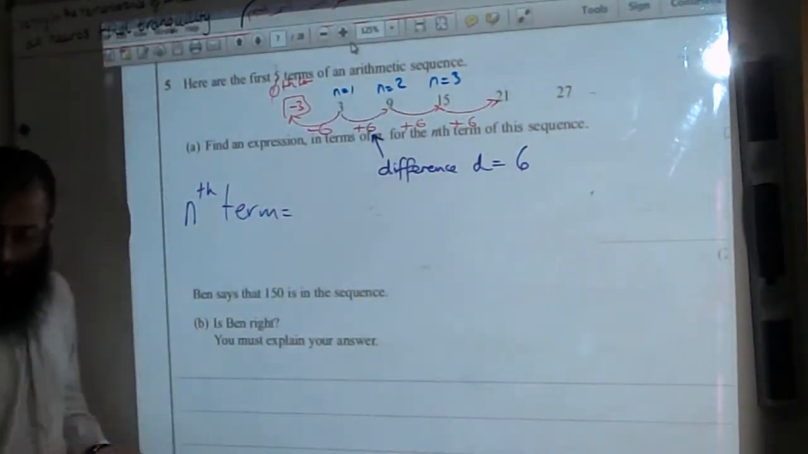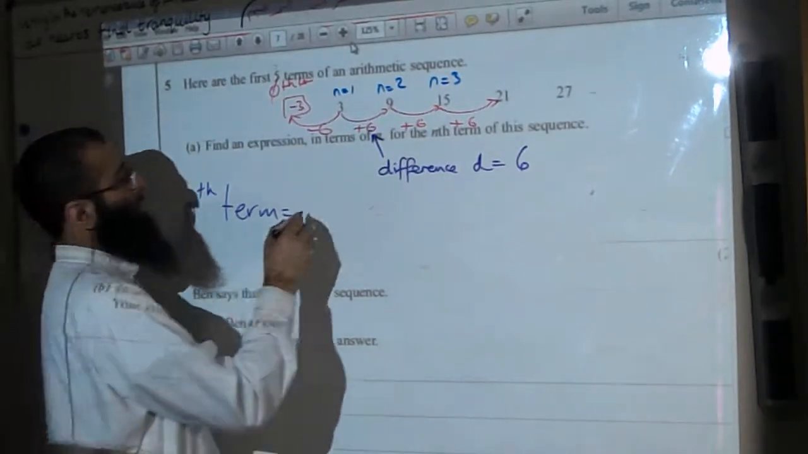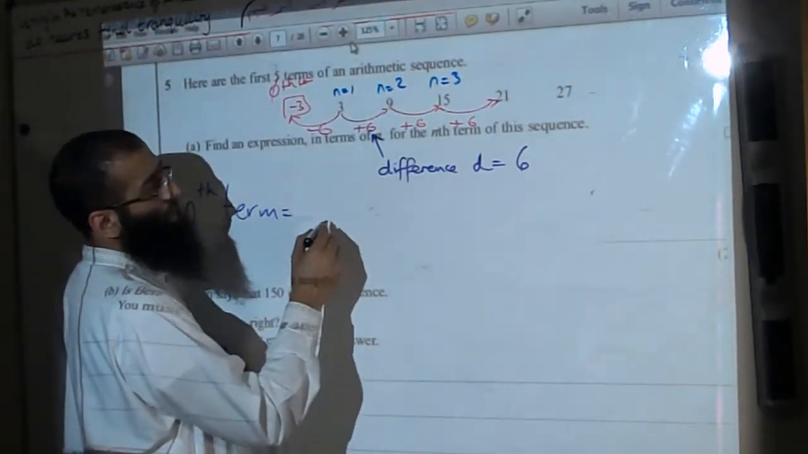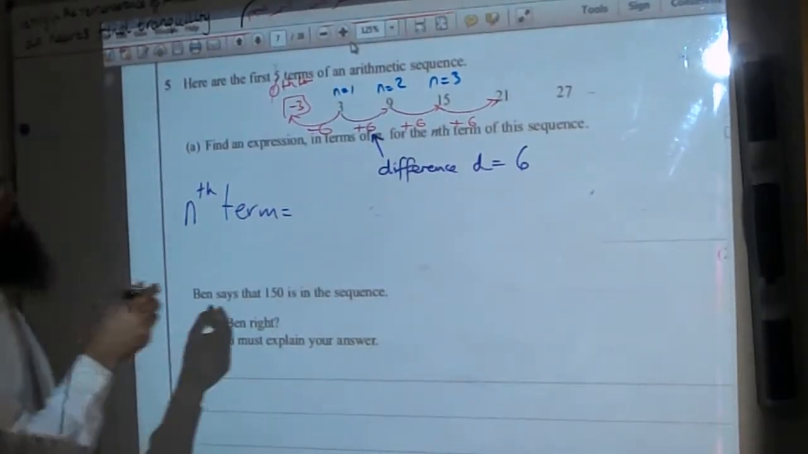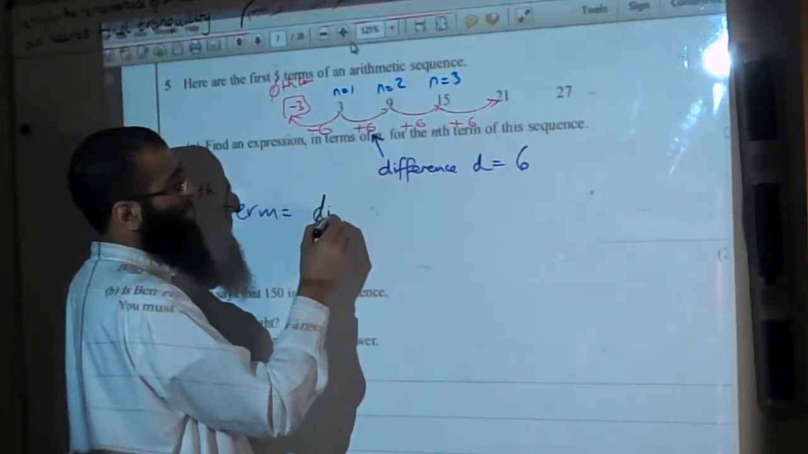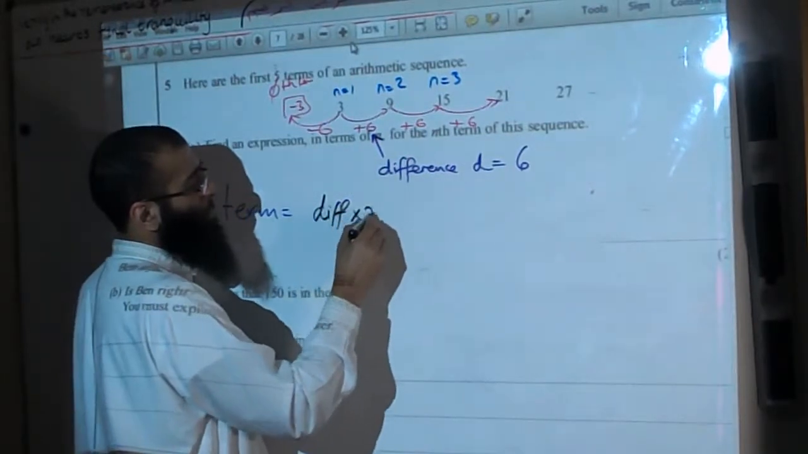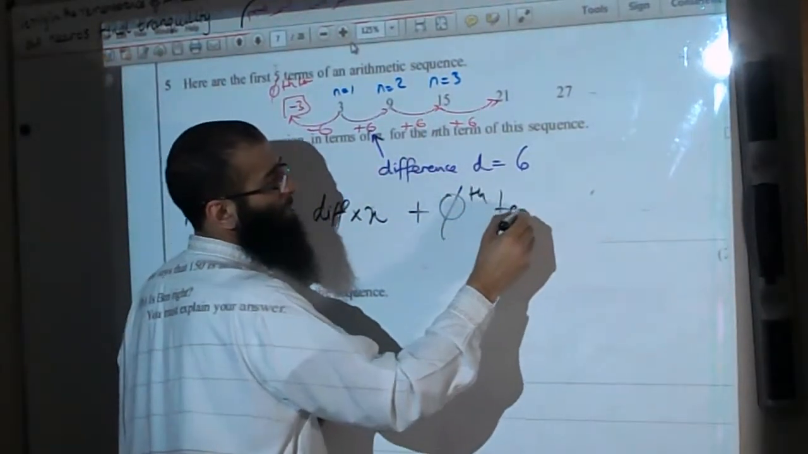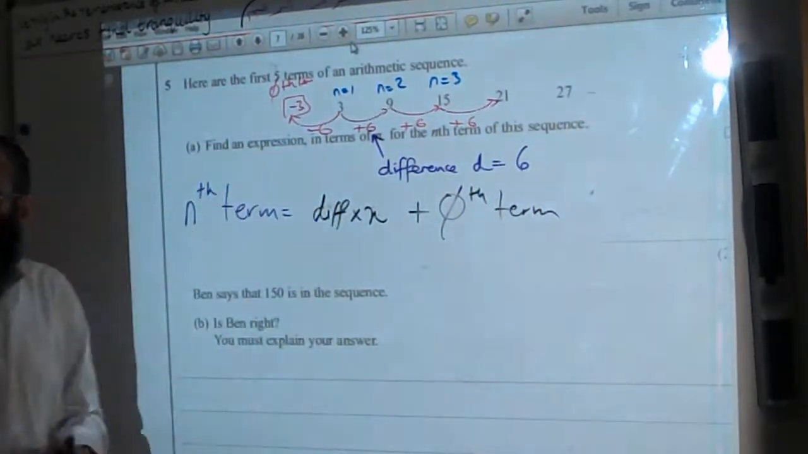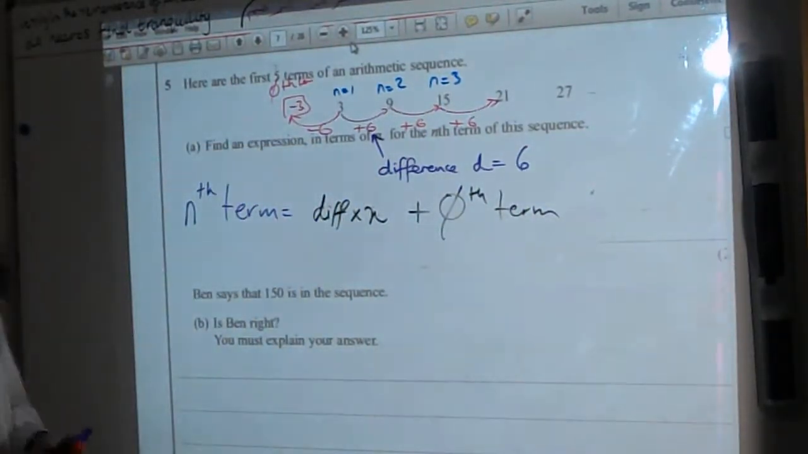Now, if we want to work out the nth term, the nth term is going to be equal to the 0th term. We can write it in quite a few different ways. Let's think about the best way to first do this. The difference times n plus the 0th term. This is just one style of doing it. There's lots of different ways of doing this particular thing.